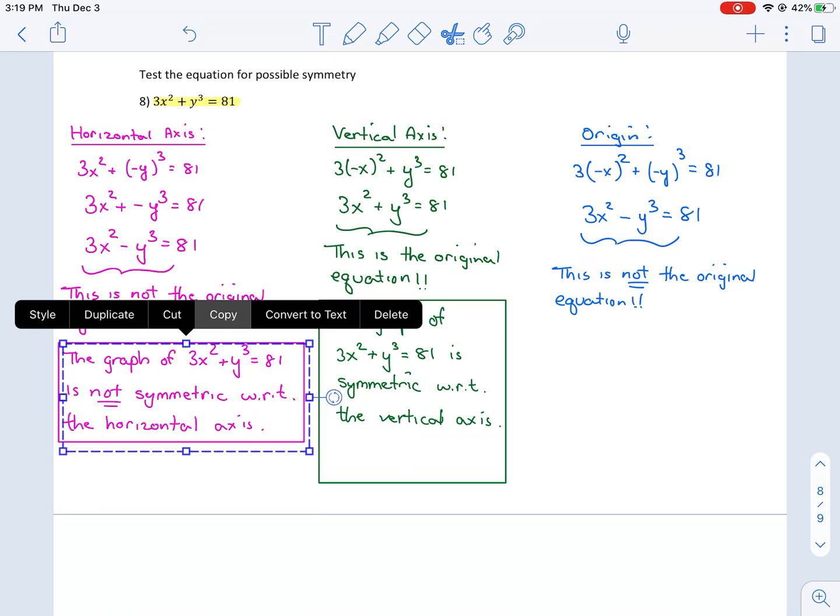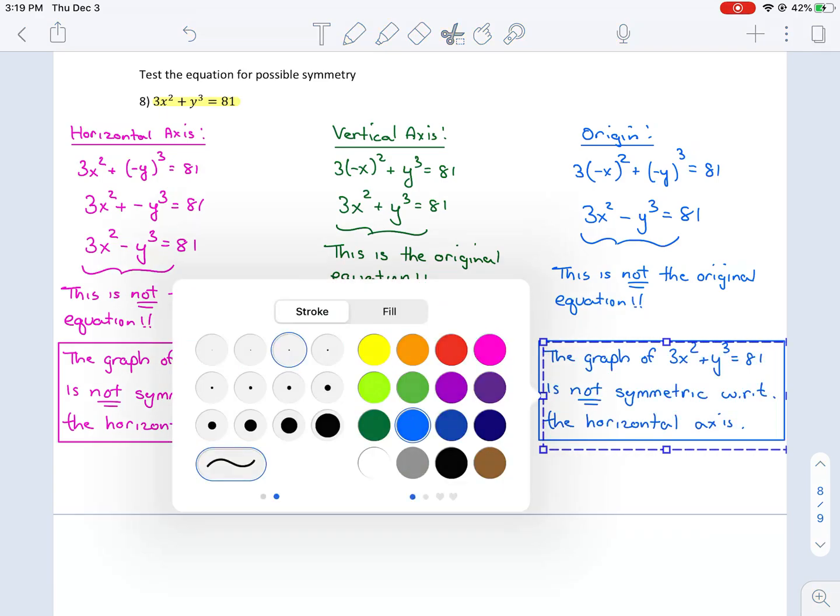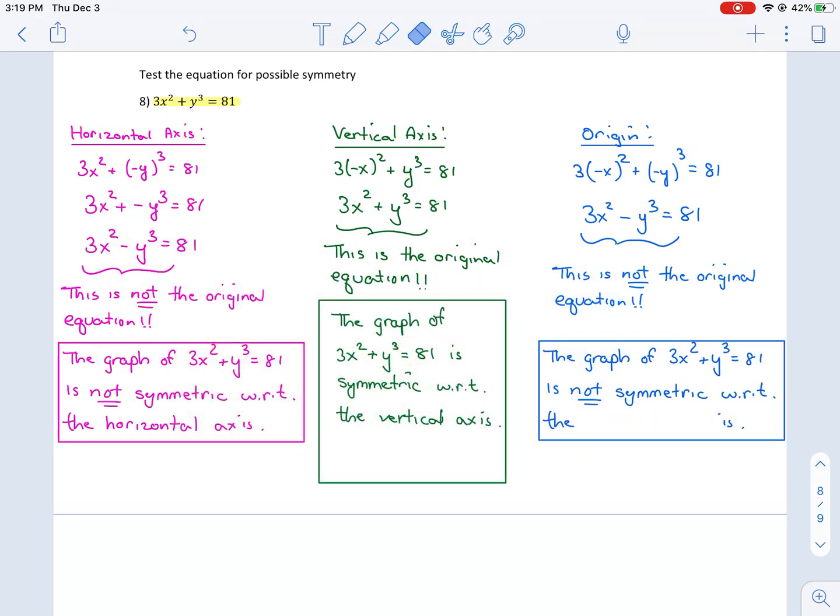All right, so what can we conclude? Well, we can conclude that the graph of 3x squared plus y cubed is equal to 81 is not symmetric with respect to the origin.